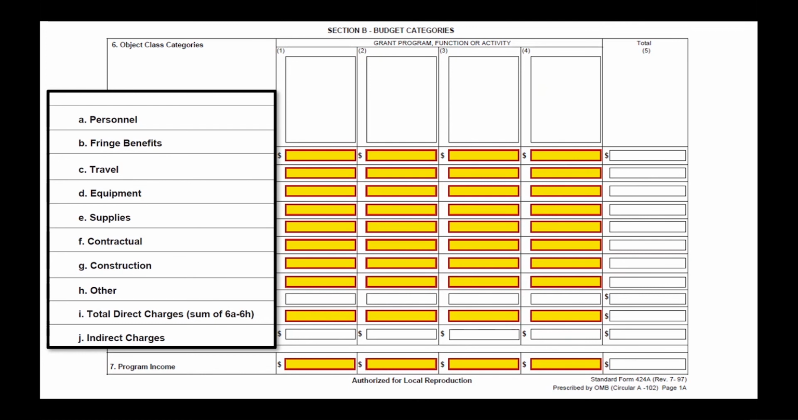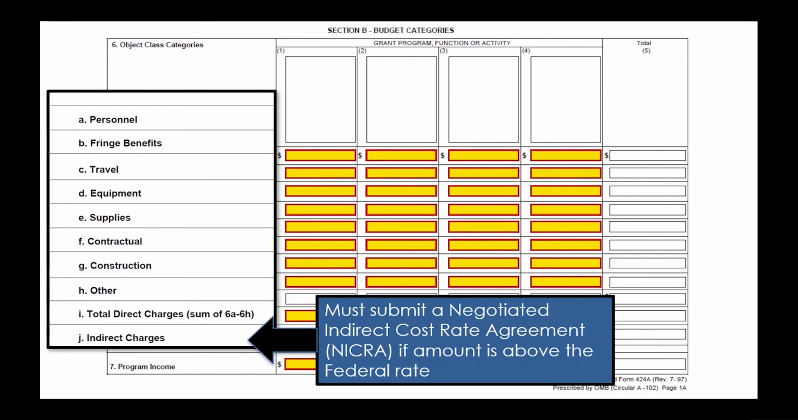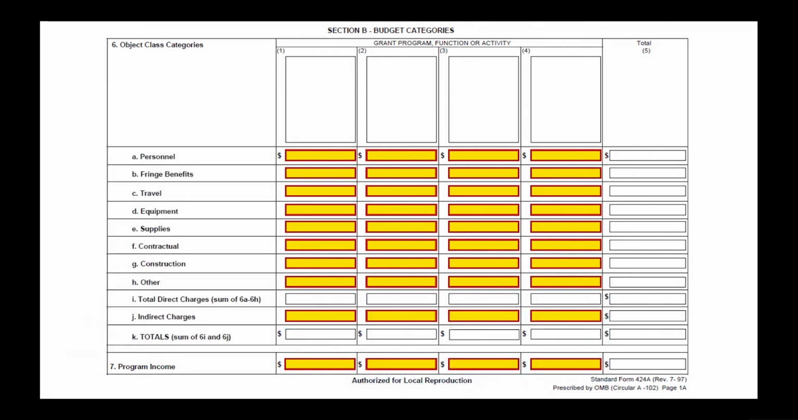You will then need to fill out your indirect charges if you have them. Please note that you will need to submit a negotiated indirect cost agreement if you have one. Otherwise, you will need to use the federal de minimis rate if such indirect costs are allowable. For program income, you will list any income that is predicted to come from the program directly. Remember, program income cannot be used as matching funds.